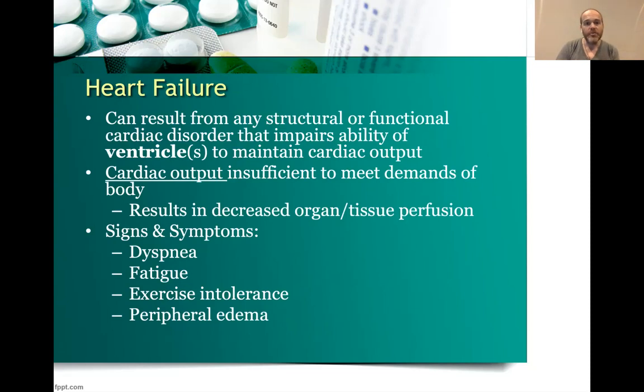Heart failure can result from any structural or functional cardiac change that changes the ability of the ventricles, just the ventricles, not the atria, to maintain the correct cardiac output. So if you do have any degree of heart failure, you're going to have some dyspnea at rest or with exertion, general fatigue, exercise intolerance, and you'll definitely develop edema, most commonly in the feet and the ankles and the lower legs.